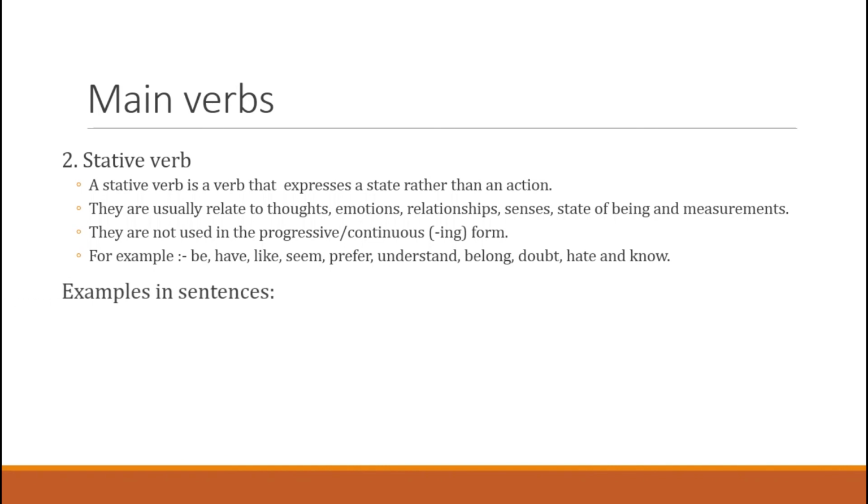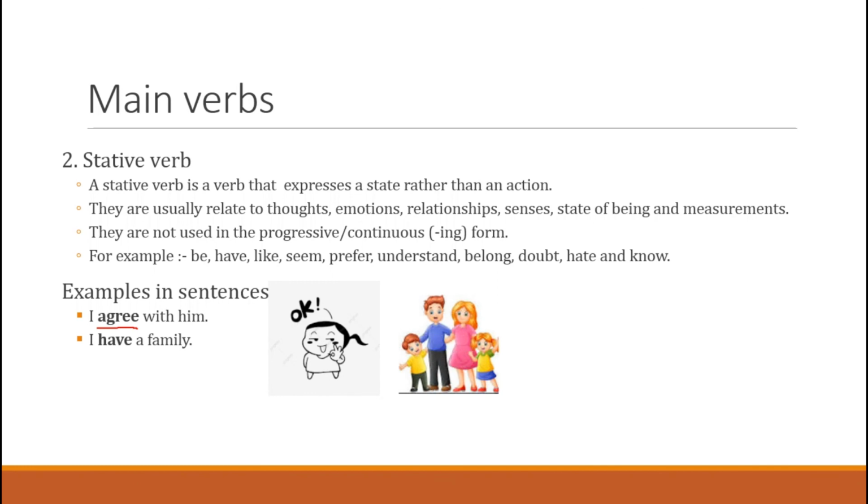Examples in sentences: I agree with him. So here agree is a stative verb. There is no action and we cannot say I am agreeing. Second one, I have a family. So here have is a stative verb because there is no action. We cannot say I am having a family. We cannot add ing because it is only information. I have a family. Other examples, like I have one brother, I have two sisters. These are all stative verbs.